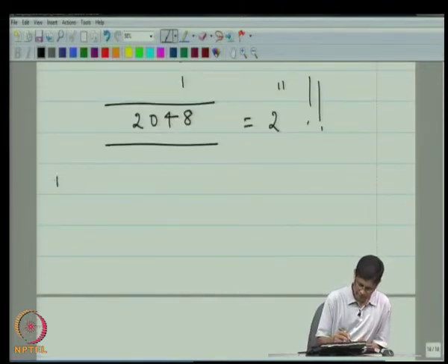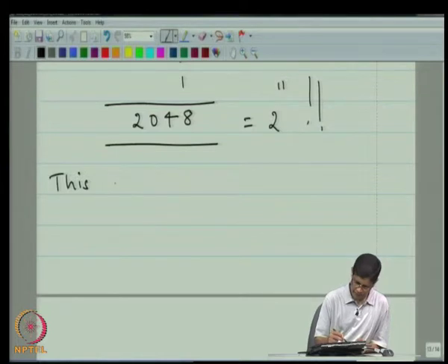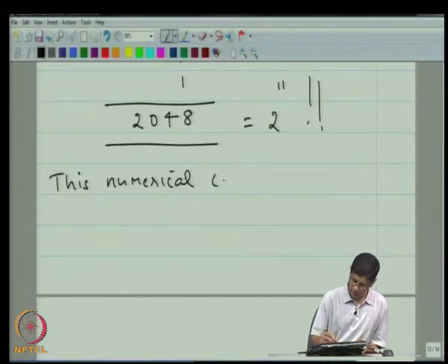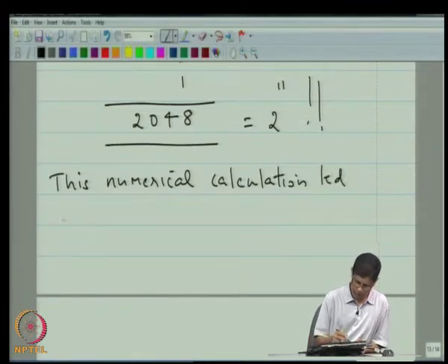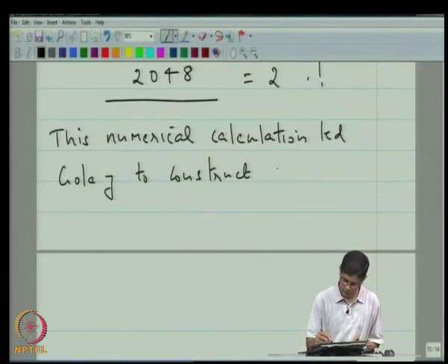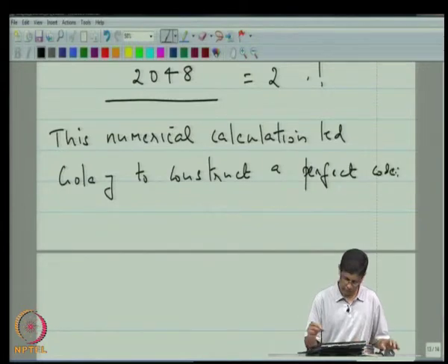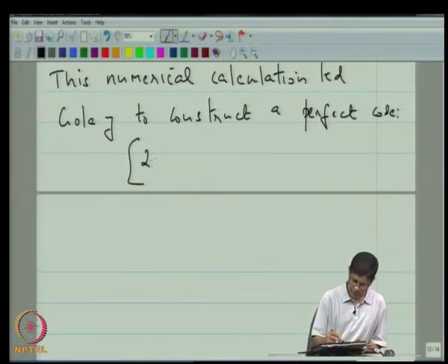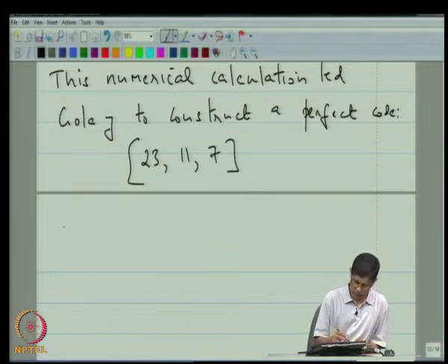This numerical calculation led Golay to construct a perfect code. The parameters of this code were: length 23, dimension 11, minimum distance 7. This code is now called the Golay code, not surprisingly.